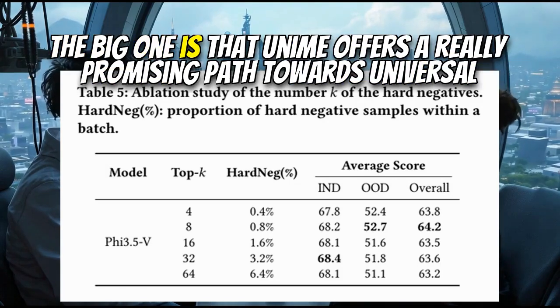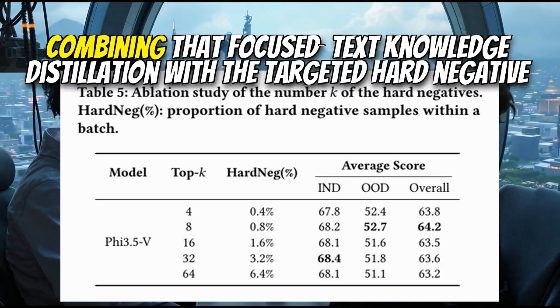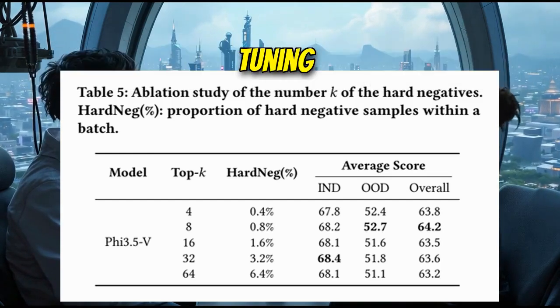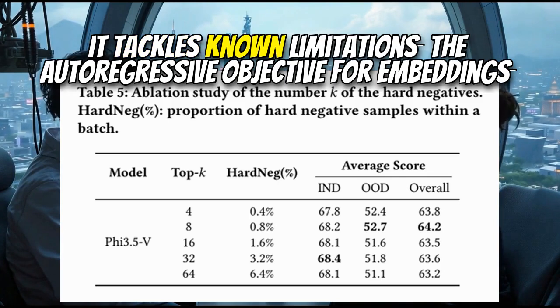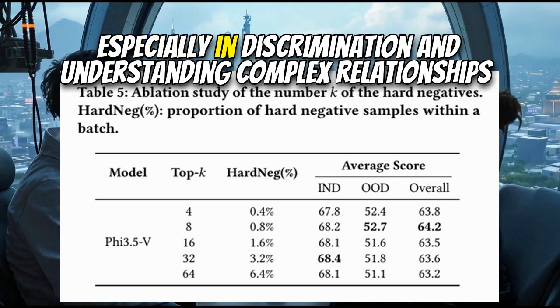I think the big one is that UniME offers a really promising path towards universal multimodal embeddings. The two-stage approach is clever, combining that focused text knowledge distillation with the targeted hard negative tuning. Exactly. It tackles known limitations: the autoregressive objective for embeddings, false negatives, compositional weakness. And the results show significant gains, especially in discrimination and understanding complex relationships.